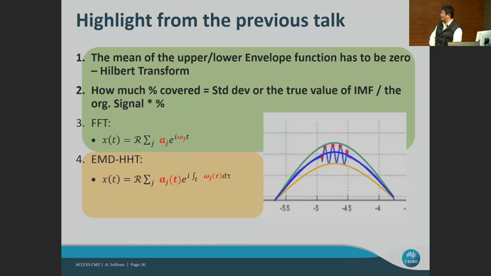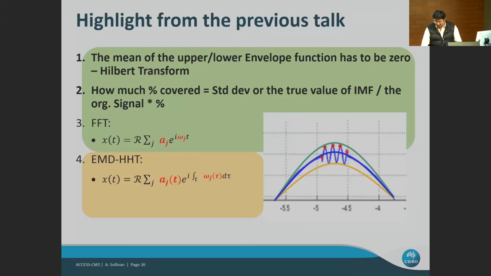The main difference between FFT and EEMD is that under the FFT, both amplitude and frequency are fixed. So one frequency, one amplitude is a pair. It won't be changed. But under the EEMD, amplitude is a function of time, and omega is also a function of time. That's a major difference when we use the EEMD.